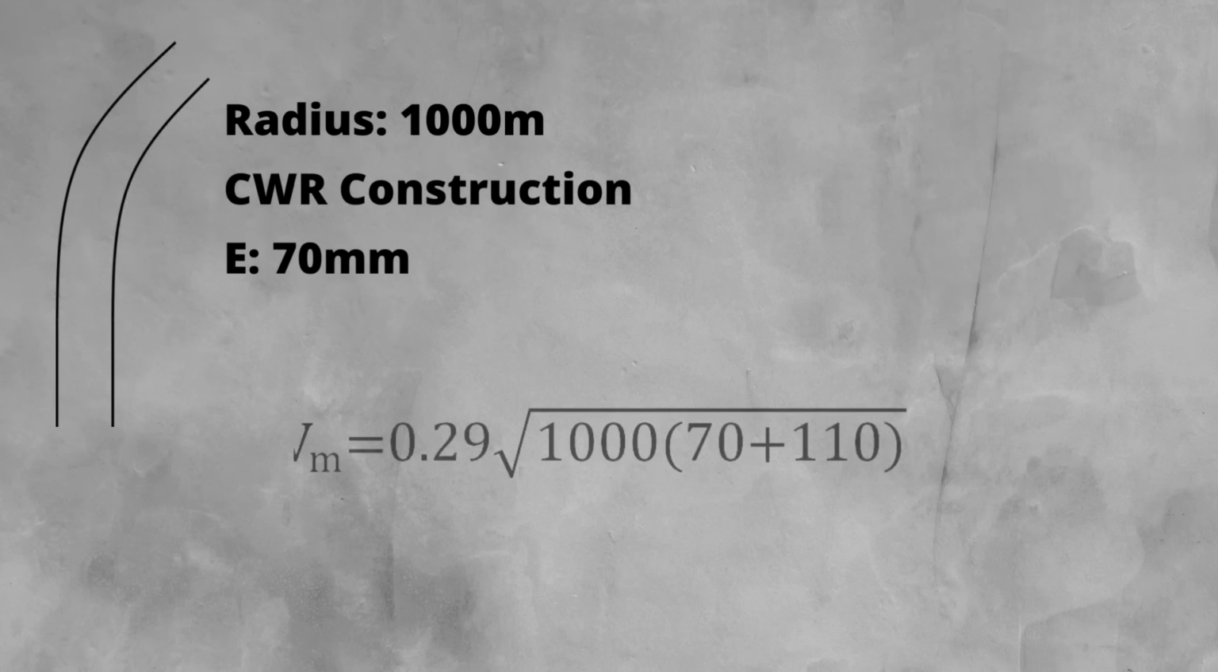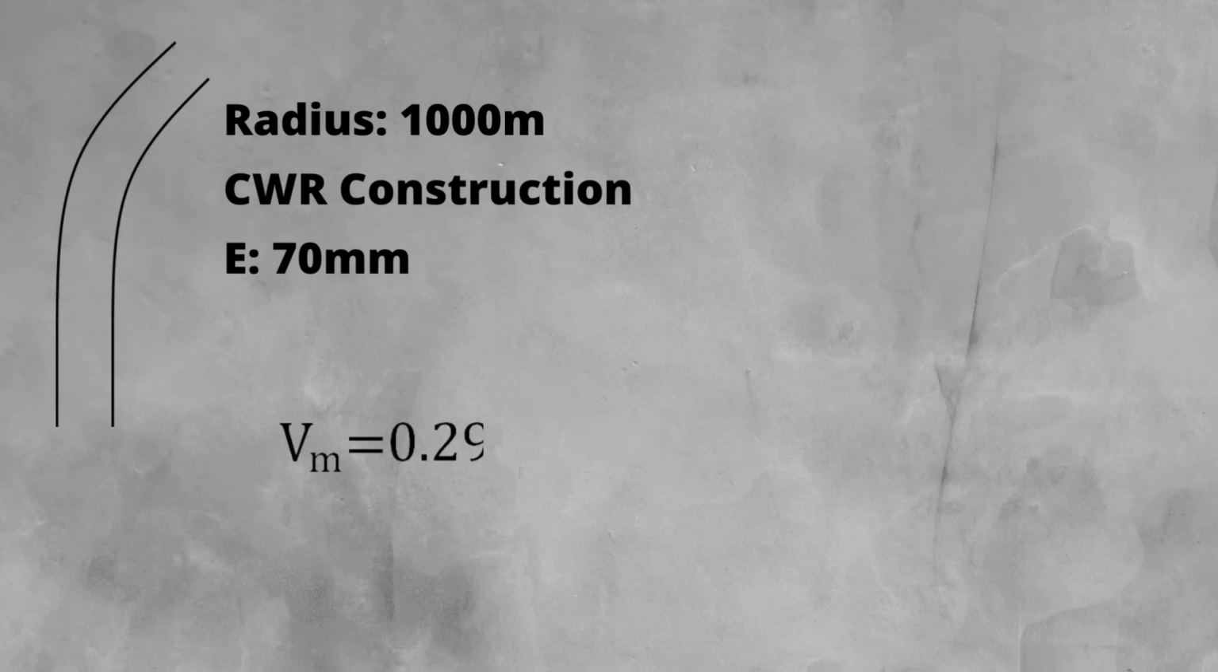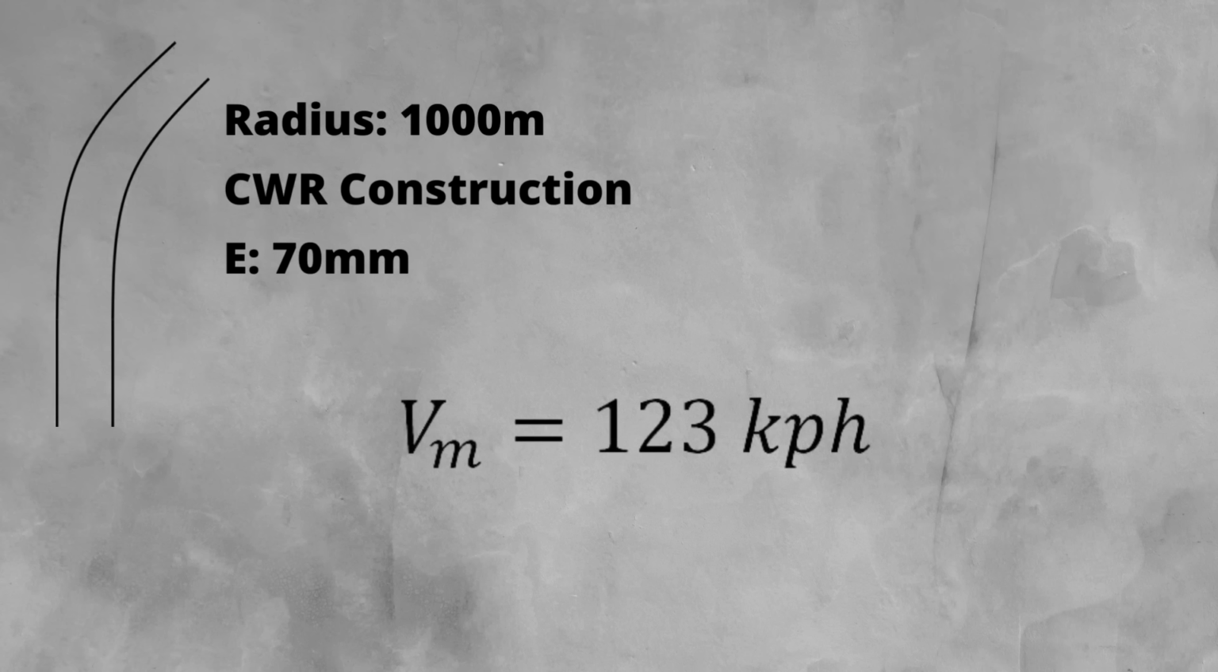Let's say we have a curve of 1000 meter radius, that is welded rail, and also has an applied cant of 70 mm. For this curve, we need to know the max speed that could be done around the curve. Let's use the equation. So we would have 0.29 times the square root of 1000 times 70 plus 110. The 110 mm is the normal design value for cant deficiency for welded track. This gives us 123 km per hour, or 76 mph, as the max speed for the curve to normal design values.